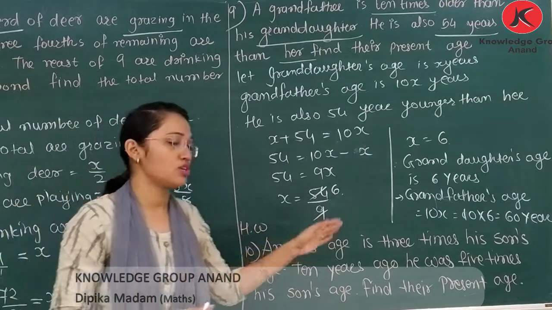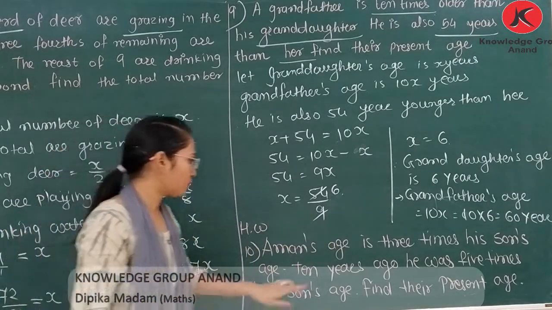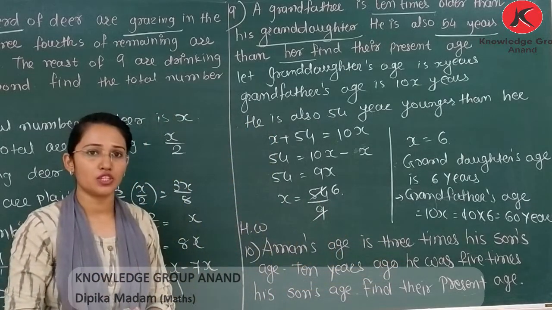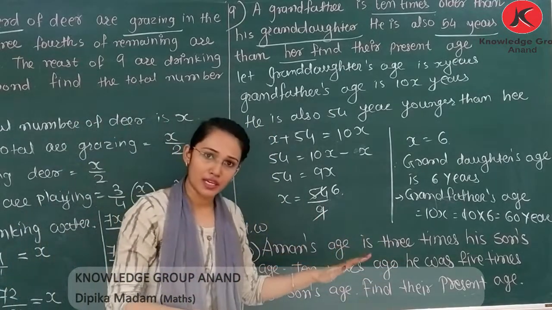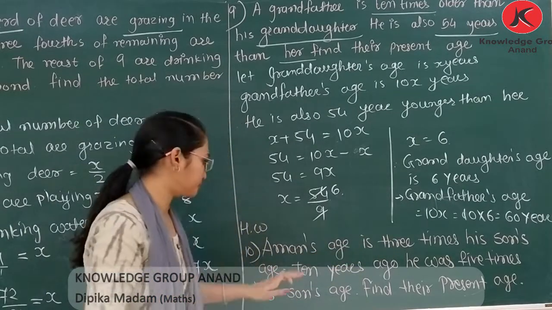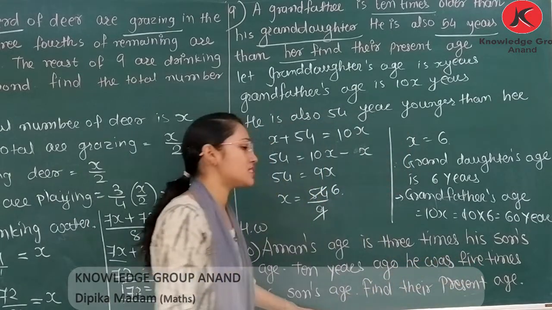So let the son's age be x. So Aman's age will be 3x. 10 years ago, that is before 10 years, what is Aman's age? That is 3x minus 10. And what is the son's age? X minus 10. Ten years ago he was 5 times his son's age.